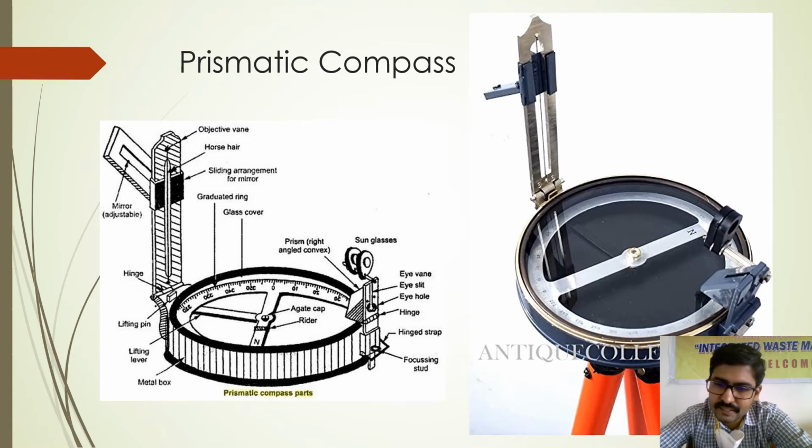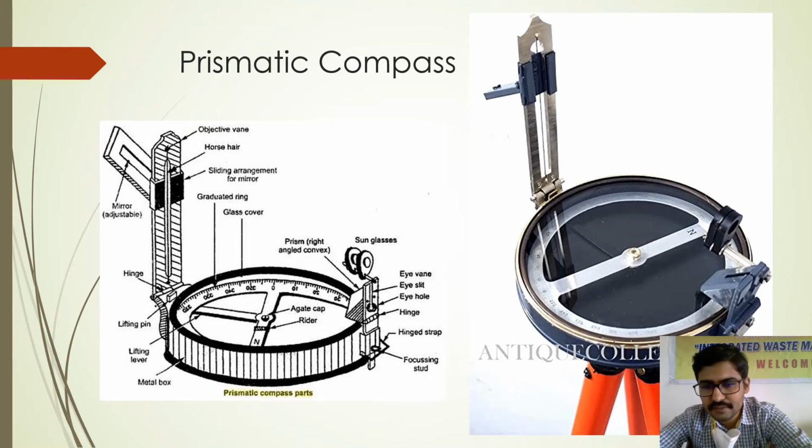On the right hand side you can see the steel colored central vertical plate, right? That is the magnetic needle. The magnetic needle is placed over a pivot. So the magnetic needle will be supported only on a single point so that it can be free to rotate.